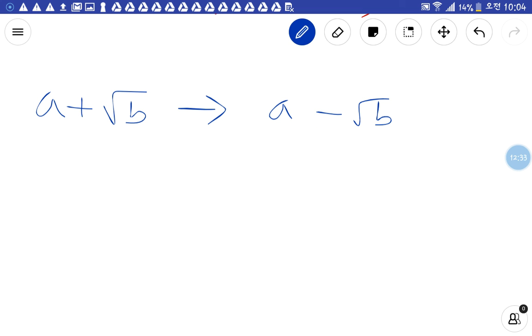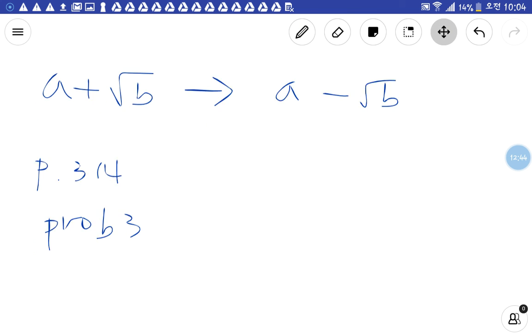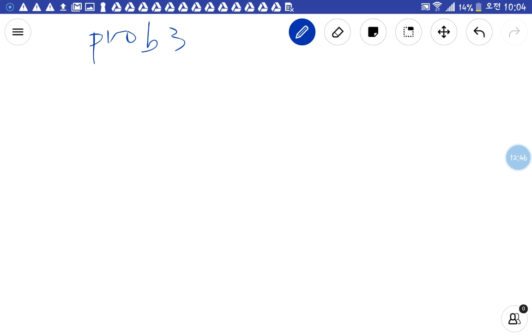Okay, so let's work on page 314, problem 3. Using the conjugate root theorem to identify roots. A quartic polynomial p of x has rational coefficients. Okay, so according to the conjugate root theorem, since you have rational coefficients, you can expect that if you have a root of the form a plus radical b, then you would have a minus radical b as another root.